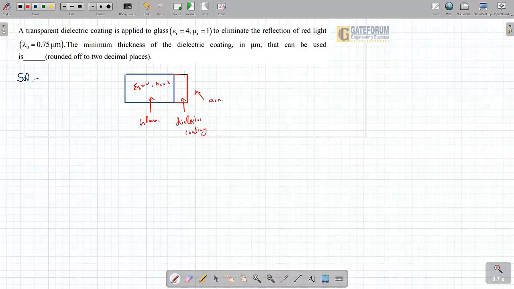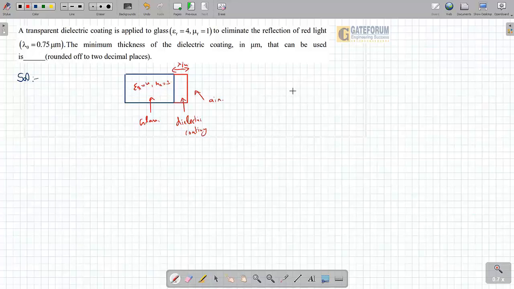We need to find out this, right? So first we have to find out the dielectric constant of this, and then we have to find out what is the minimum thickness that is needed. So it's a quarter wave impedance match. So this distance must be lambda by 4. But what is lambda? We need to find out because lambda will change. It will not remain 0.75.